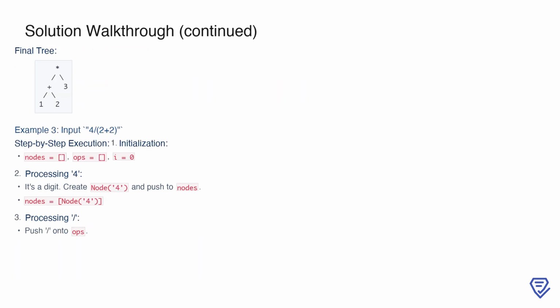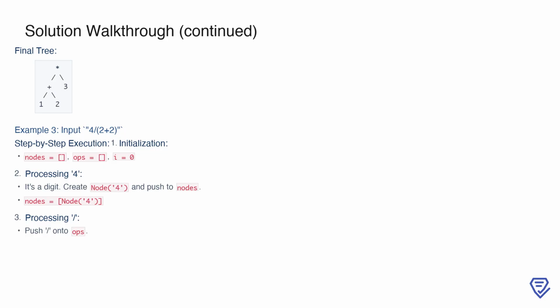To finalize the tree for the full expression open parenthesis 1 plus 2 close parenthesis times 3, we pop the asterisk operator from the ops stack and create a node for it. The top two nodes in the node stack, which are the plus subtree and the node 3, are popped and set as the left and right children of the asterisk node.